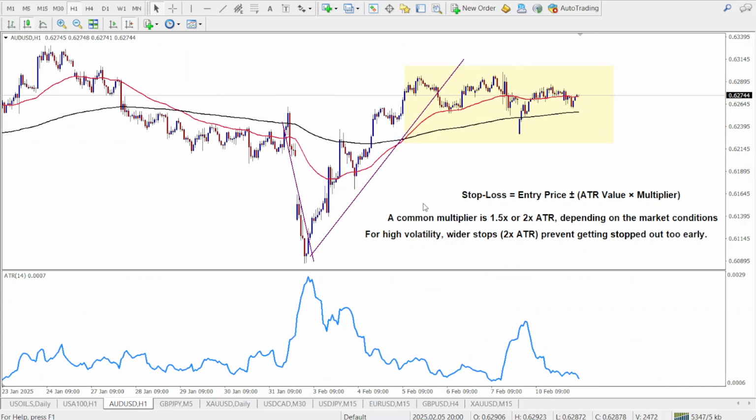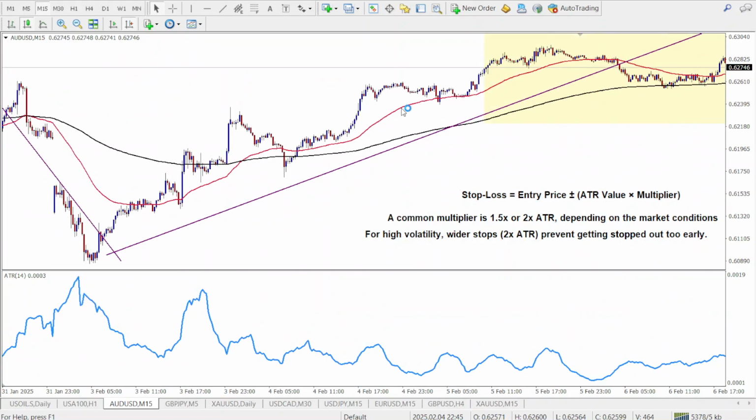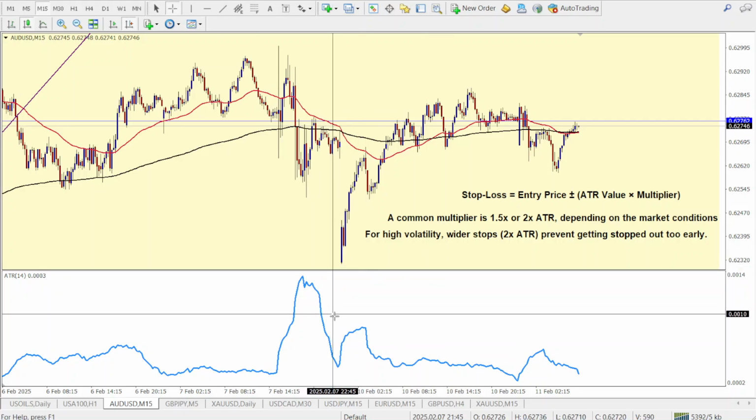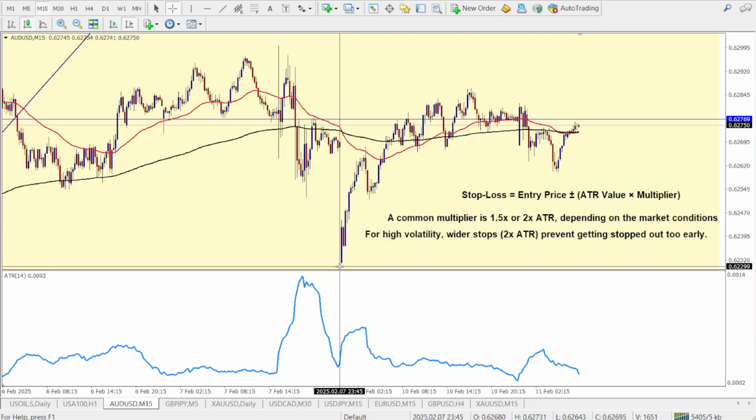If you are using an ATR-based stop loss strategy, let's say that you are entering a long trade, for example, on AUD USD. Maybe you enter a long trade around here, and you are on the 15-minute time frame, and the ATR on the 15-minute time frame is 10 pips.